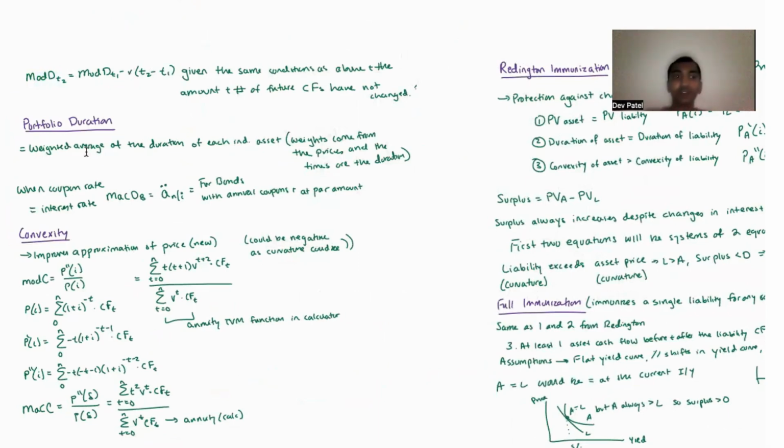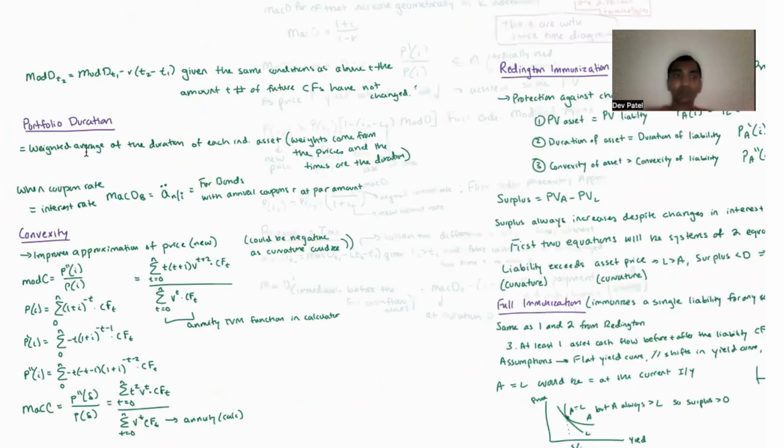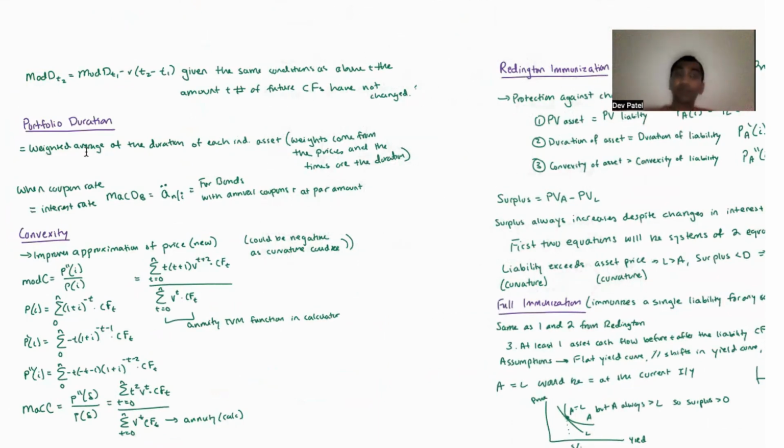Portfolio duration: we talked about duration, we talked about what Macaulay duration means. Now, portfolio duration you can think of as the weighted average of the duration of each individual asset. Again, the weights come from the prices and the times are the durations.